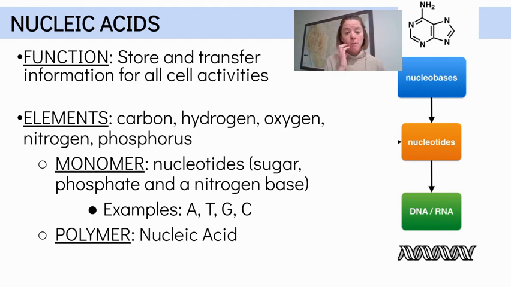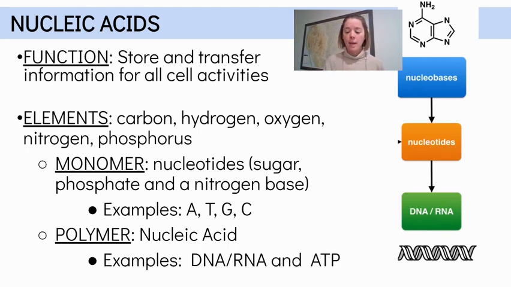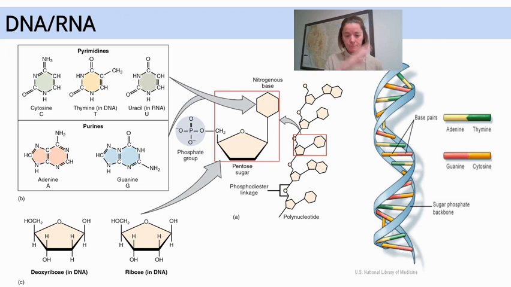For your polymer of a nucleic acid, we're going to call it a nucleic acid. Your examples are going to be RNA or DNA. And the reason that I don't like that green box saying RNA or DNA is because ATP, a molecule known as adenosine triphosphate, which we'll get way into later, also fits under the nucleic acid umbrella. This is what your DNA, RNA looks like. So again, you can see that nitrogenous base, pentose sugar, phosphate group. We need all 3 of those.